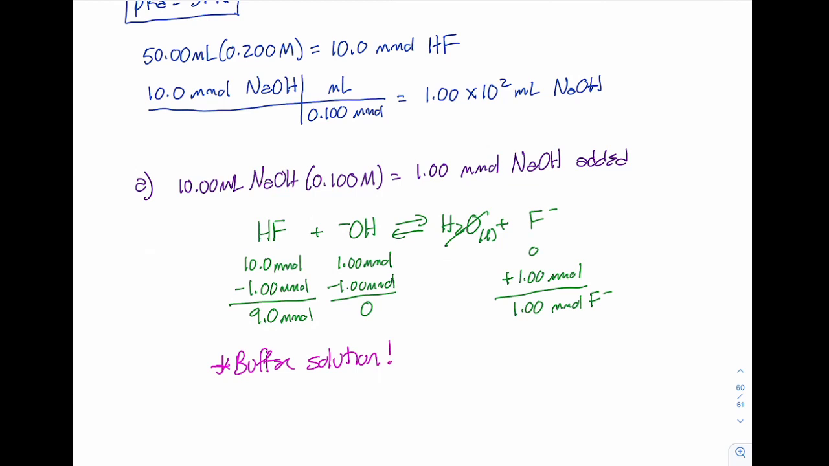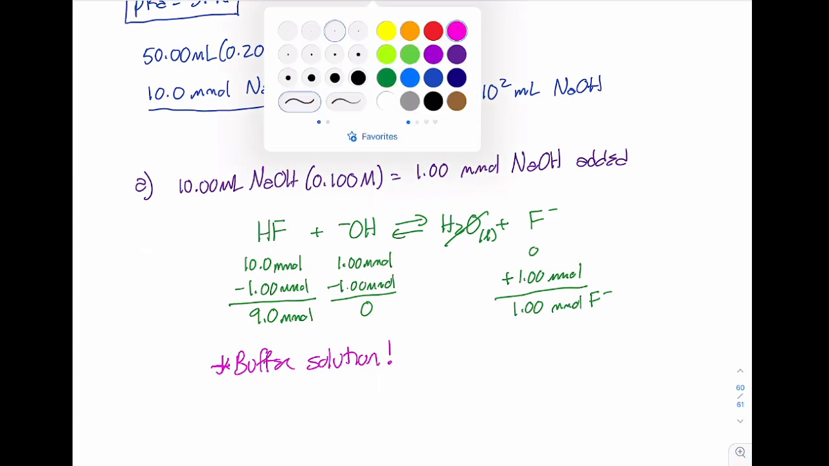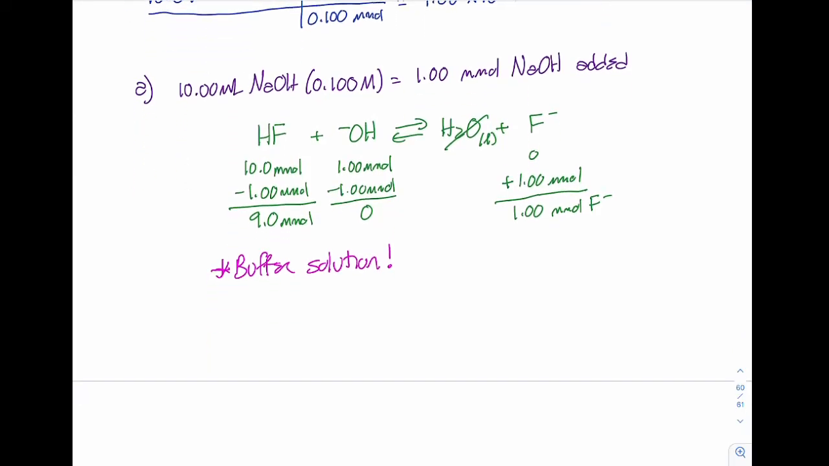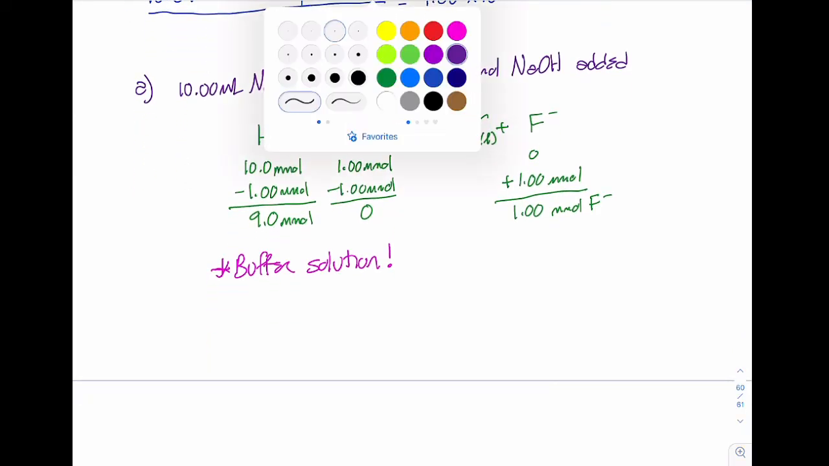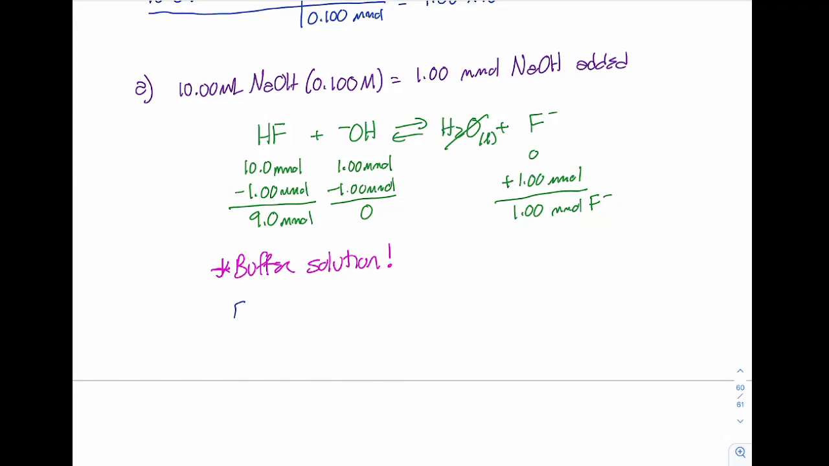So I'm going to use the Henderson-Hasselbach equation. Remember that we are plugging in concentration, so I do need to convert those millimoles to molar concentrations by dividing through by my total volume. So I'm going to do that first. My concentration of hydrofluoric acid is going to be the 9 millimoles divided by my total volume.